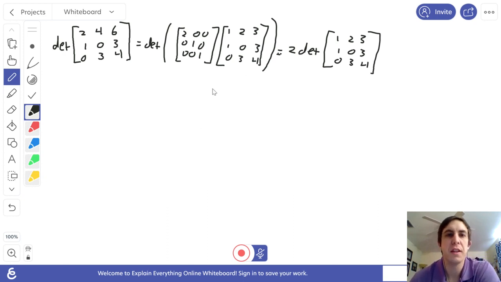Now, as you get more proficient at this, you won't need to write down this intermediate step every single time. You can just jump straight from the first one to the third one where you factor that 2 out. But in this video, I wanted to write it down explicitly so we can see exactly what's going on.